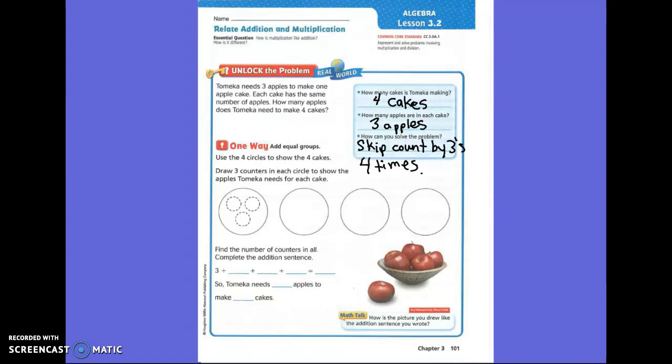Okay. Now, how you're going to do that is by using the 4 circles as being 4 cakes, and then drawing 3 counters in each circle to show the apples that Tamika needs for each cake. So trace the apples in the first one, and then make the 3 apples in the other ones. Jacob, do it.